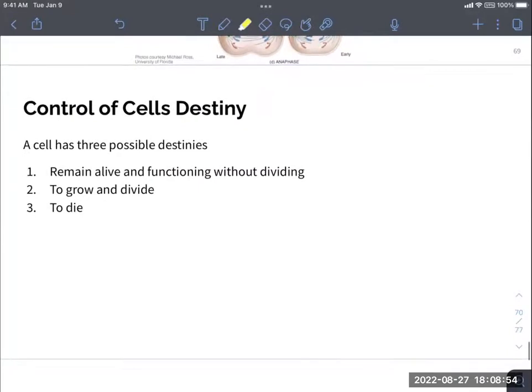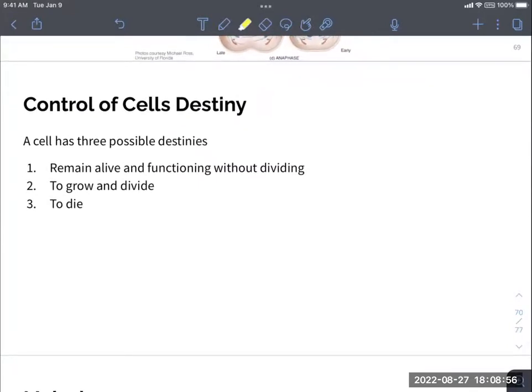Cells, as they replicate, they have three different destinies. Some cells, once they mature, they do not replicate. They just remain alive and they function. Other cells, their main job is just to keep replicating and growing. Those are usually some kind of stem cell. Cells also die as we went through apoptosis, programmed cell death, where a cell kills itself because there's something wrong with it, or it's just too old and not functioning well anymore.